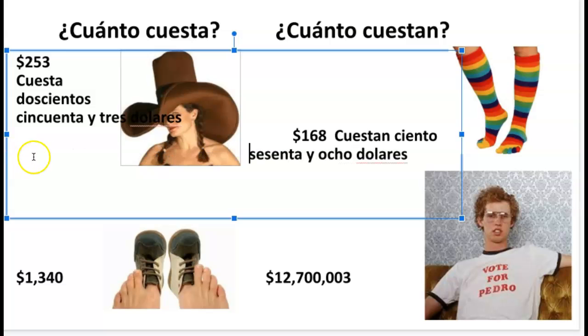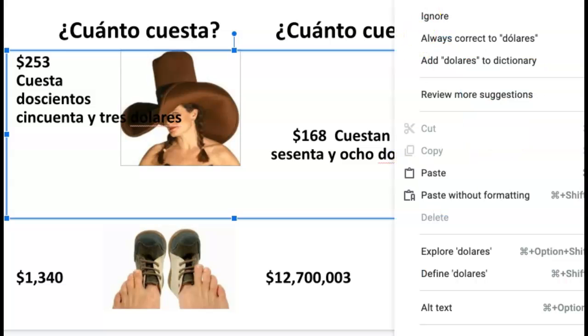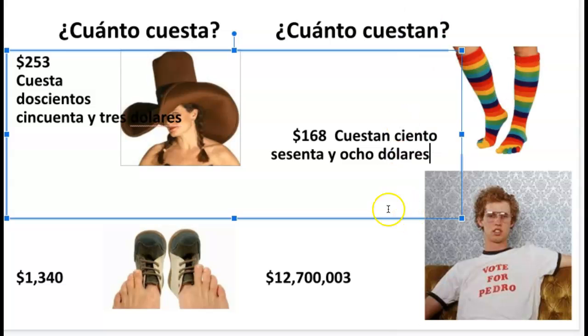Oh, it won't go any further. There it is. Good. It wants me to do that. So, because it's more than one item, it's a plural item, I'm going to use cuestan. Cuestan $168. So as simple as that.